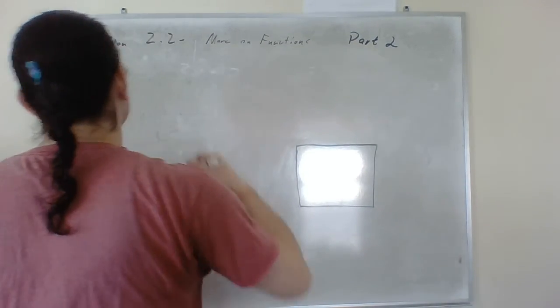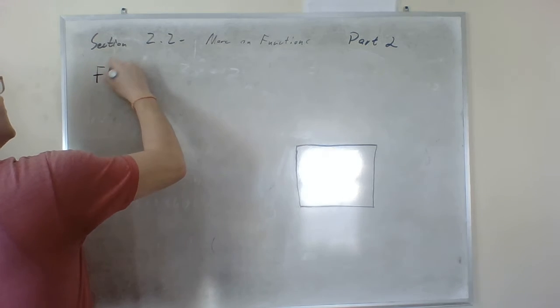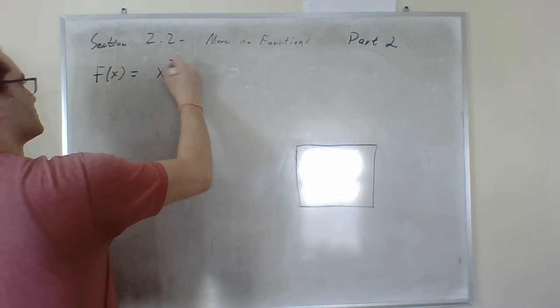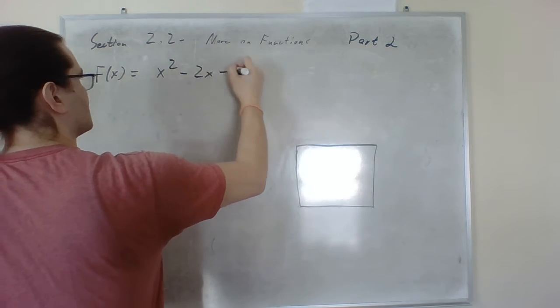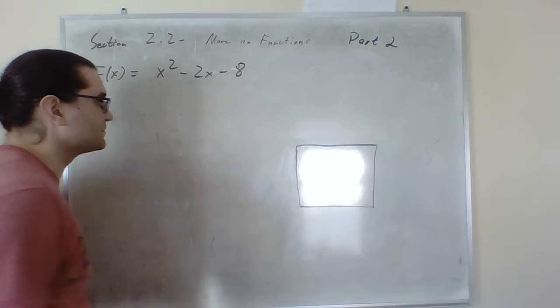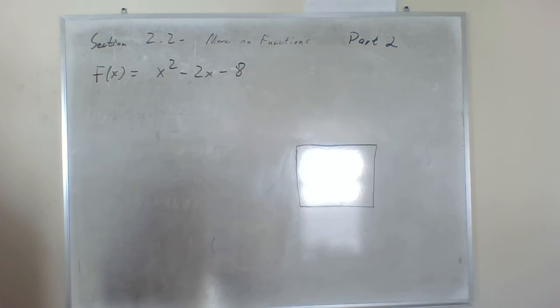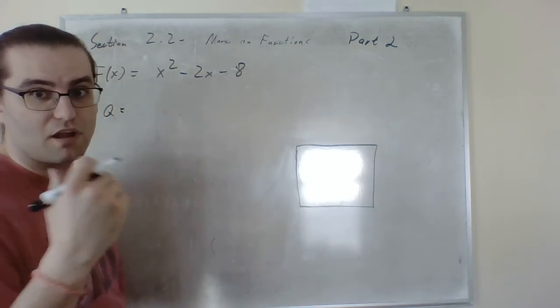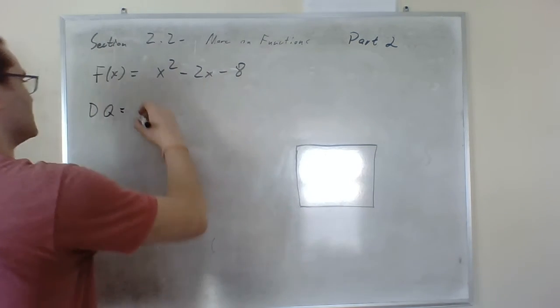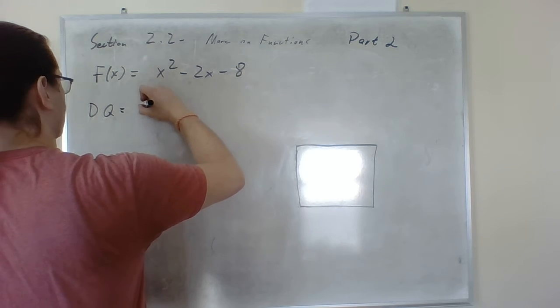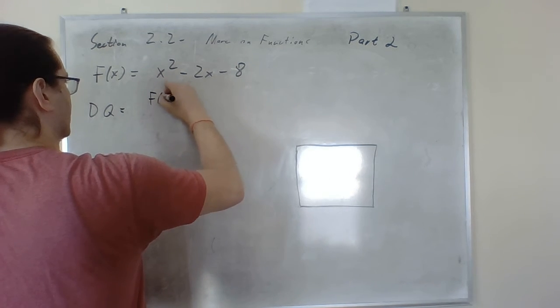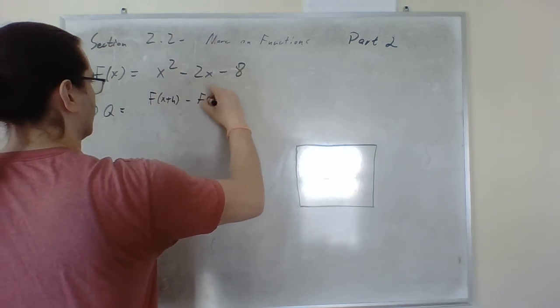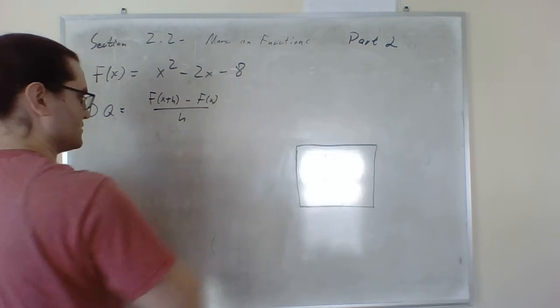I'm going to go straight to f of x equals x squared minus 2x minus 8. I want a difference quotient for this thing. Once again, I always start the difference quotients by just writing out what the whole difference quotient is. It is f of x plus h minus f of x all divided by h.